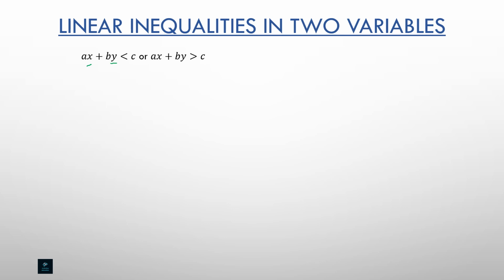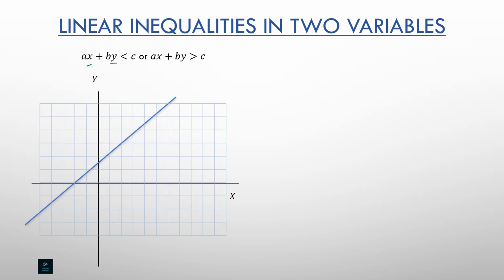Now we have represented linear inequalities in one variable on a number line. To represent linear inequalities in two variables, we will require a 2D plane. So this is a 2D plane involving the variables x and y. This blue line is representing the line ax plus by equals c.